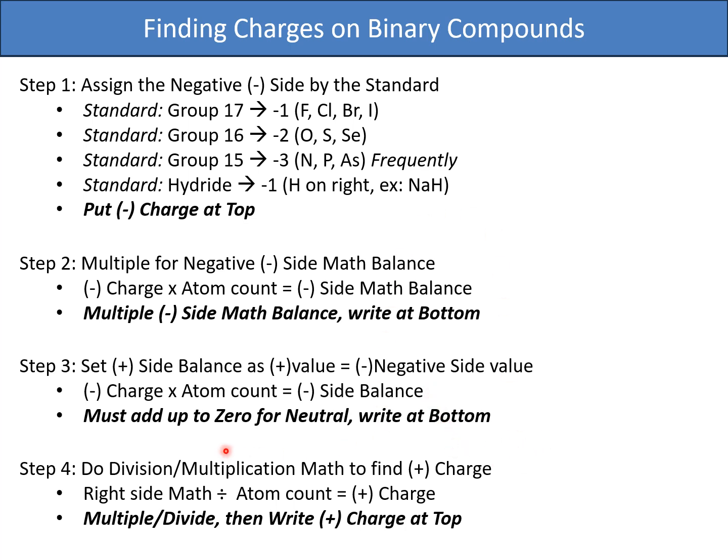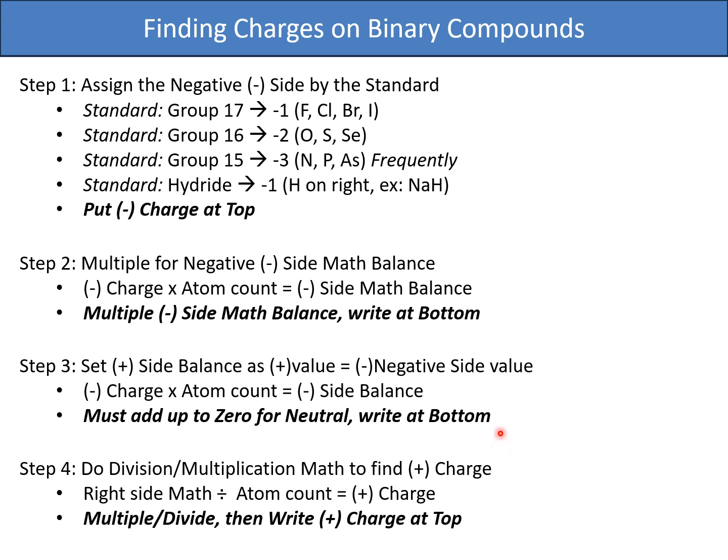Number 4, do division or multiplication math to find the plus charge. All right, so the right side math, divided by the atom count, will give you the charge on the positive side. So you basically take this balanced number that we did here, and you do some simple math, division or multiplication, and you will get the charge for the left side, which will be positive. So multiplication, division, then write the plus charge at the top.